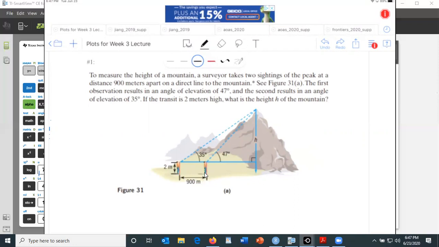So at this point, this person's looking up to the top of the mountain at a 47-degree angle, but when they move back, the angle is a little less. And you can use these 3 numbers, the 2 angles and the 900 meters, to actually solve the problem. And you will need this 2 meters, which is the person's height.